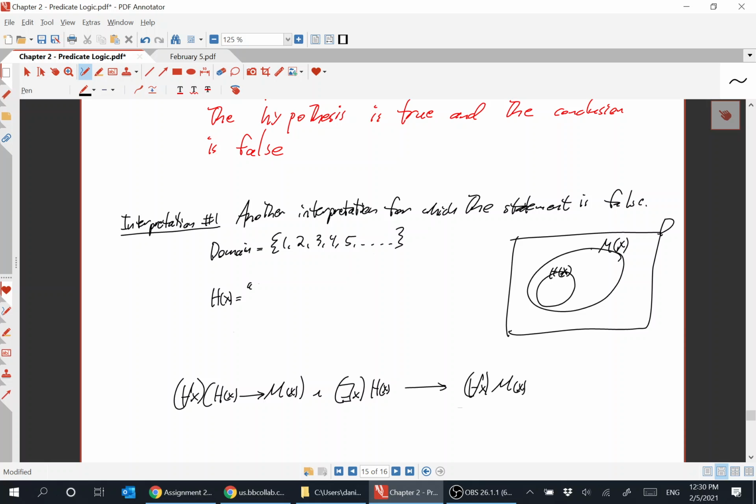We could do x as prime. Ooh, prime, nice. I like that. Or m should be prime, I think. X is prime. Okay, so now some subset of primes.